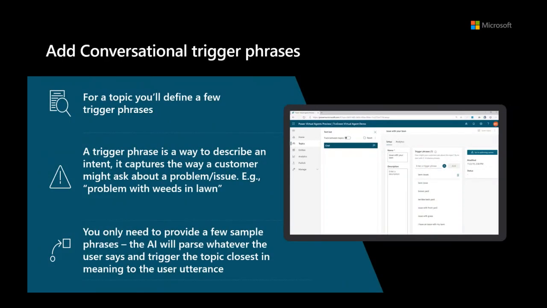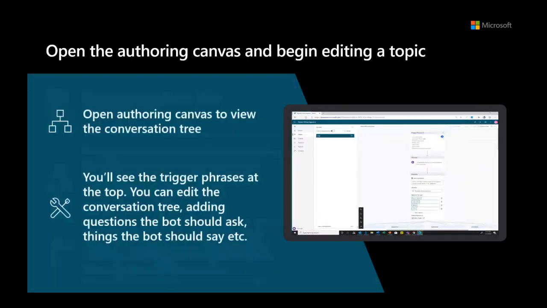I mentioned trigger phrases. In order to start a topic, you need to have some sort of trigger word or phrase that lets the bot know, hey, this person is interested in this topic and they want to talk about this. For our medication refill, I might say, hey, I need a medication refill. Maybe they would use different words, but some sort of key words and phrases that you would want to be listening to for those triggers.